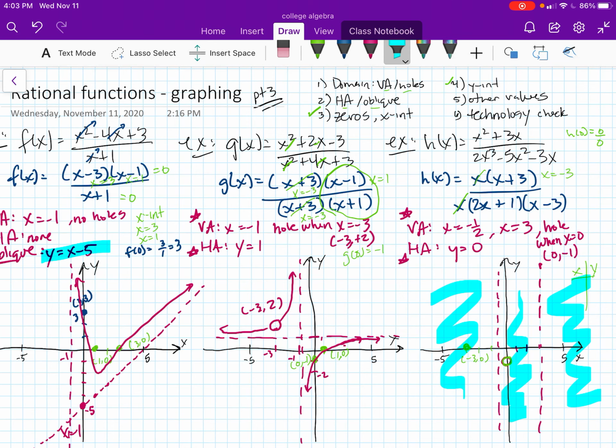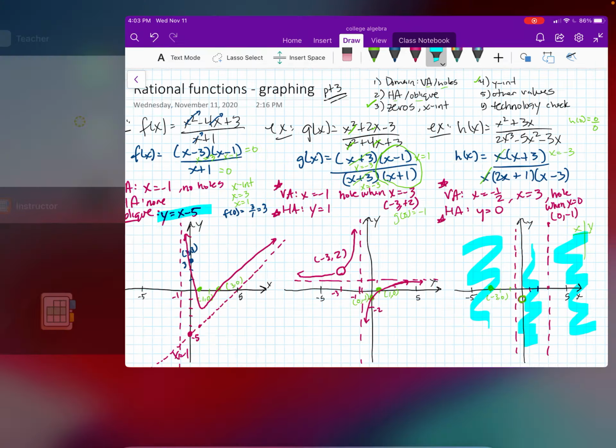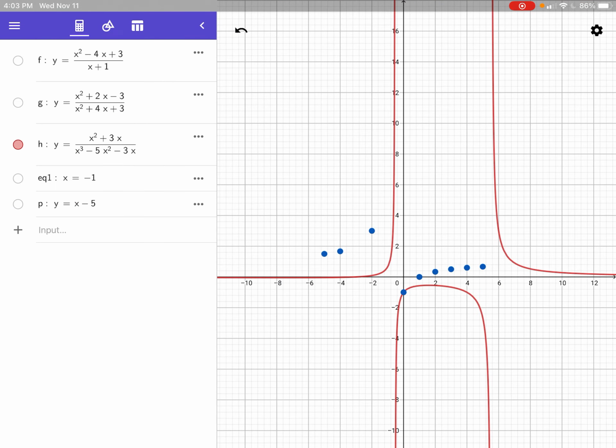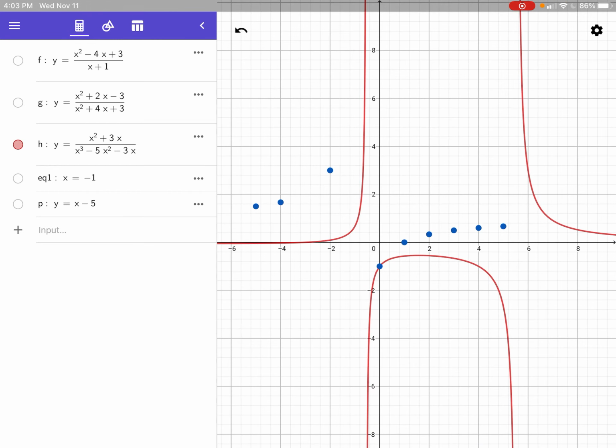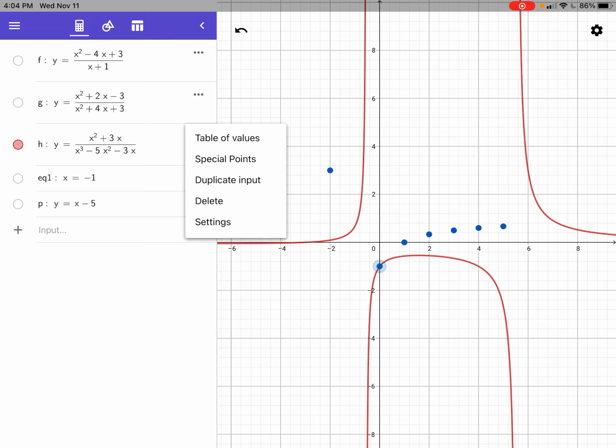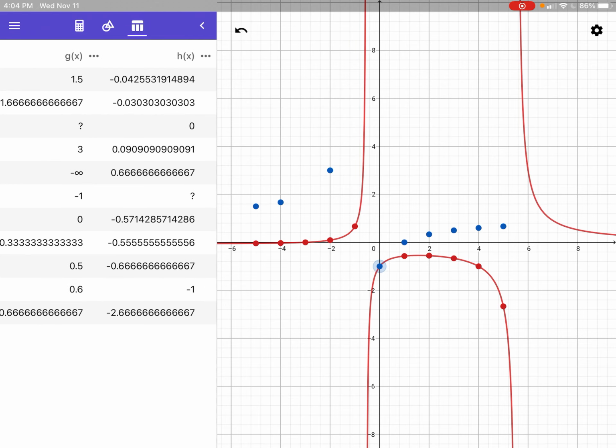Again, we'll pull up GeoGebra. And there it was, right? Except for there should have been a hole right there. And if we pull up this table of values, we would see that. -1, question mark, 0, question mark, a couple question marks all over the place, negative infinities in there.